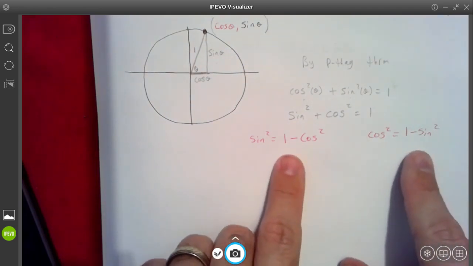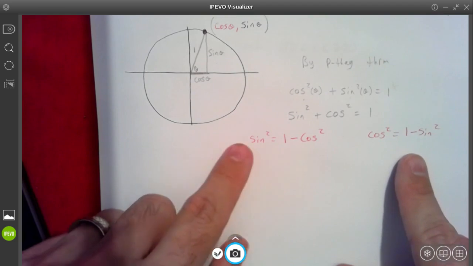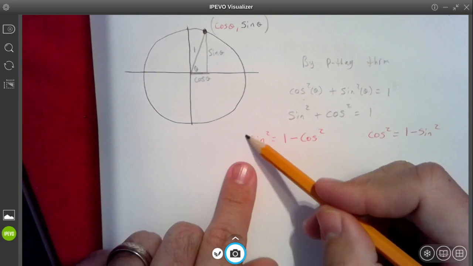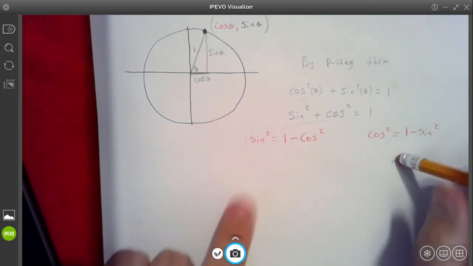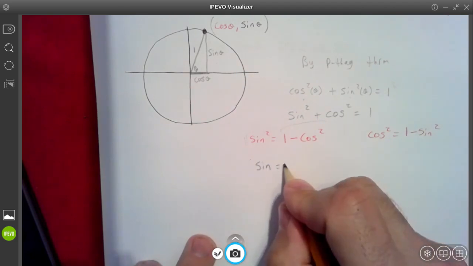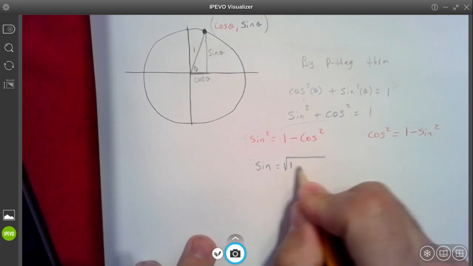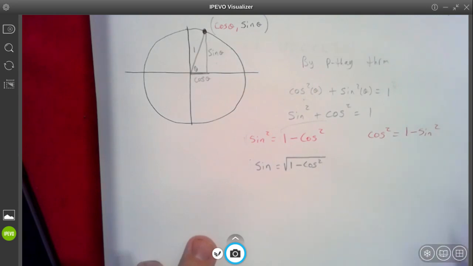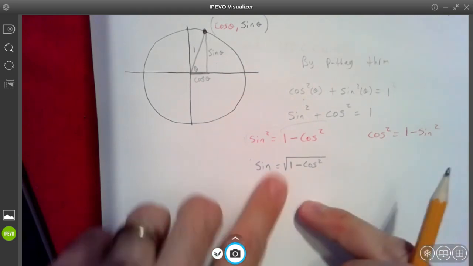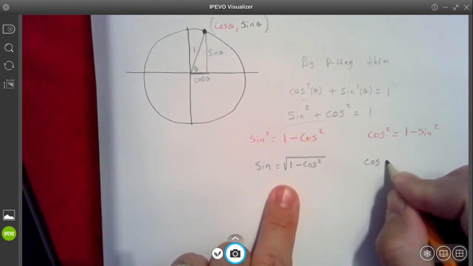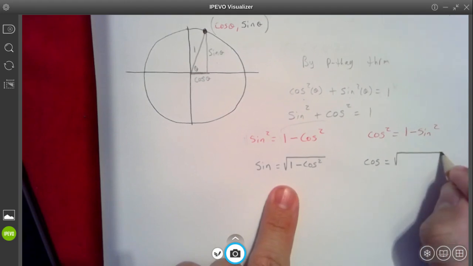I will use this later when we start simplifying trig expressions. But if I take the square root of both sides, okay, so pretend I took the square root here, took the square root there, that's going to leave me with sine of theta is equal to the square root of 1 minus cosine squared. Now there's probably like a plus or minus there, but that's just for determining quadrants and stuff. And over here on this side, it would be the same thing. Cosine is equal to the square root of 1 minus sine squared.